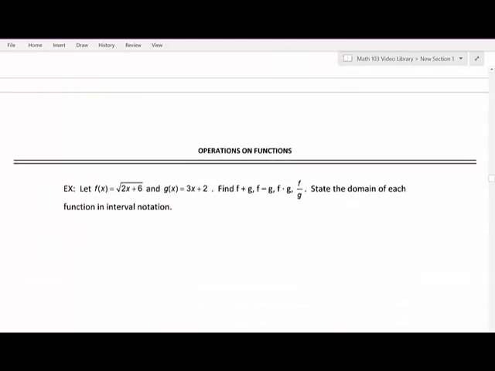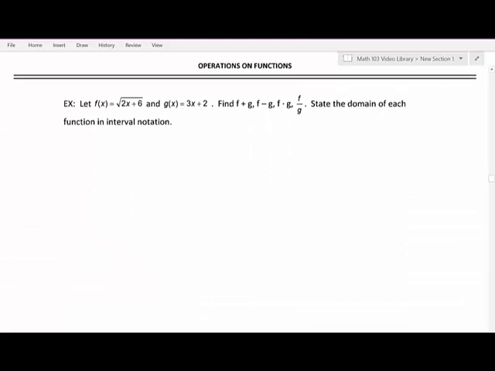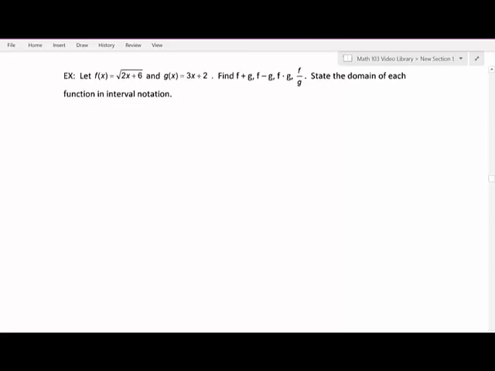So let's try an example. Let f of x be the square root of 2x plus 6, and g of x be equal to 3x plus 2. We want to find f plus g, f minus g, f times g, f divided by g, and state the domain of each function in interval notation. I like to find all the functions first and then go back and do the domains since they're so closely related. So let's start with our sum function, f plus g.